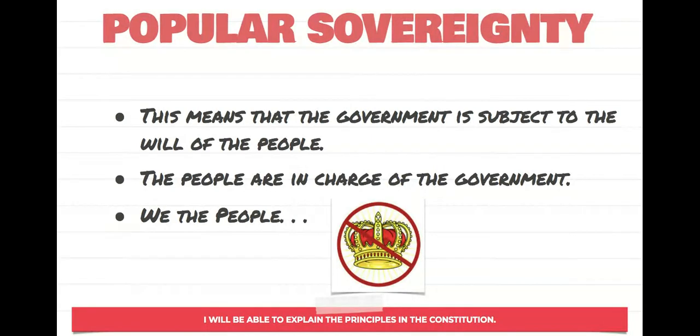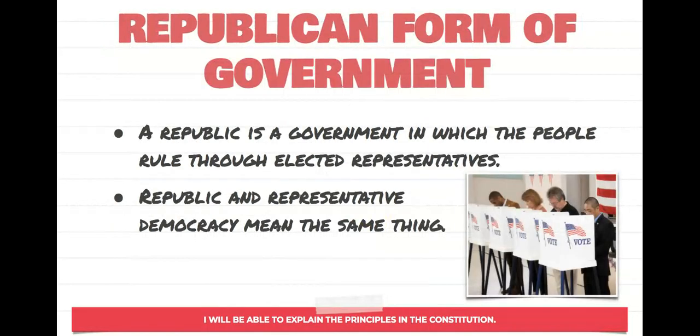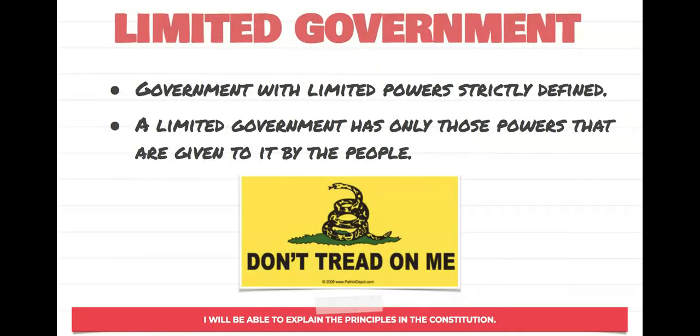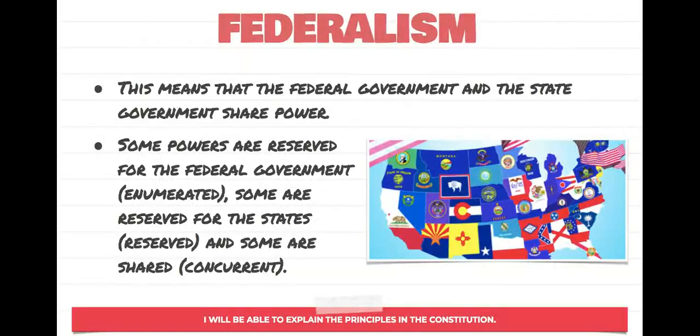Popular sovereignty. It means that government is subject to the will of the people. The people are in charge, and that first phrase in the preamble, we the people, signifies that the people are in charge. Republican form of government. We are a republic. Okay, we elect representatives to make decisions for us. Okay, that is a republic. Limited government. We want to limit government and make sure that they can only do so much and only give them specific powers. And then federalism is where the state government and the federal or the national government share power.